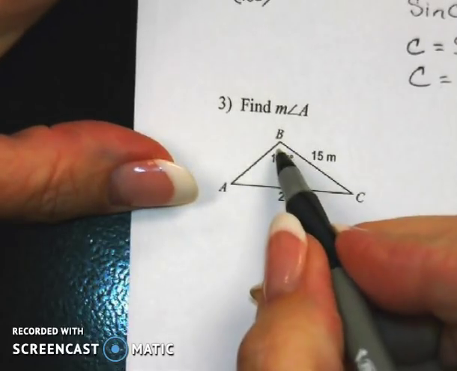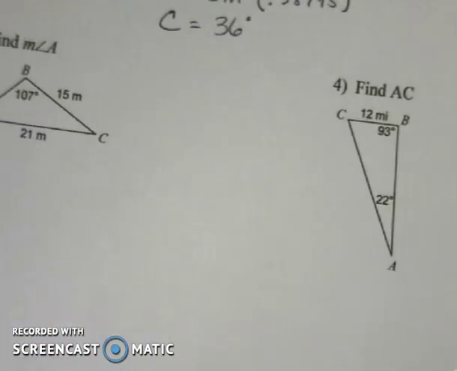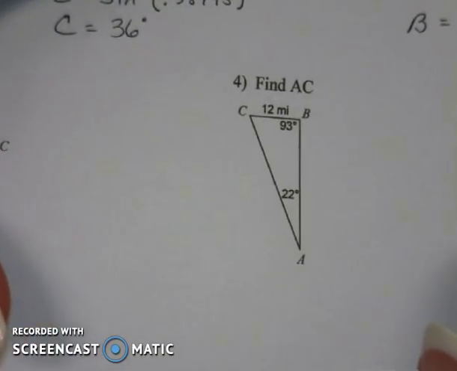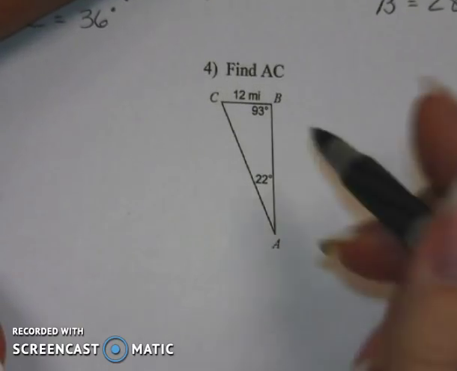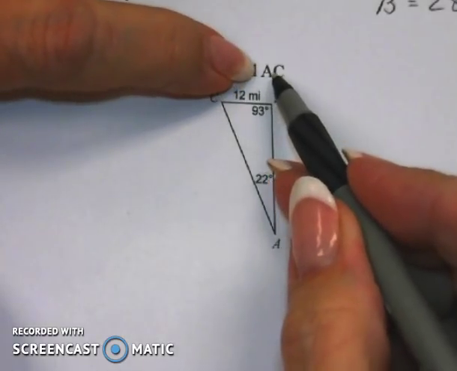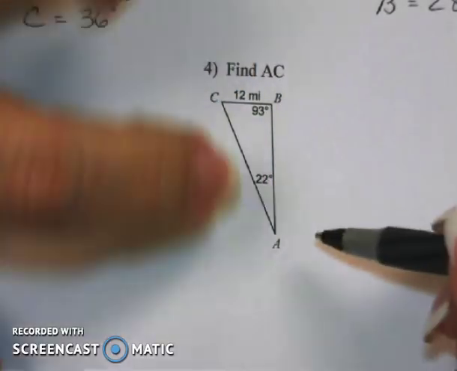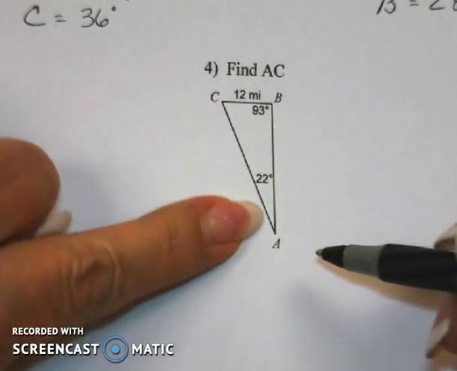I have the angle. Actually, I'm going to jump over 3 and go to number 4, because this one gives me 2 angles and it tells me to find the side AC. Well, AC is from A to C. It's this side over here.